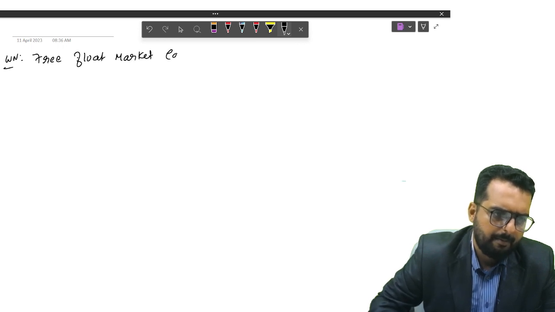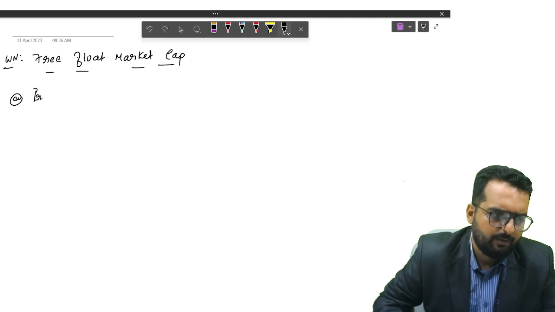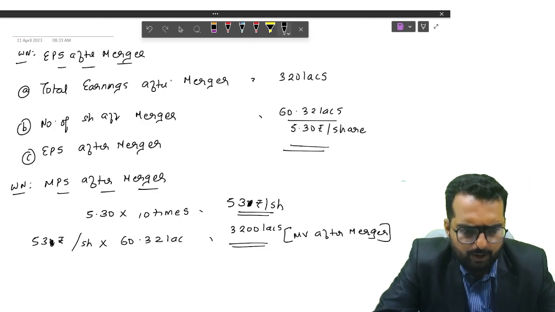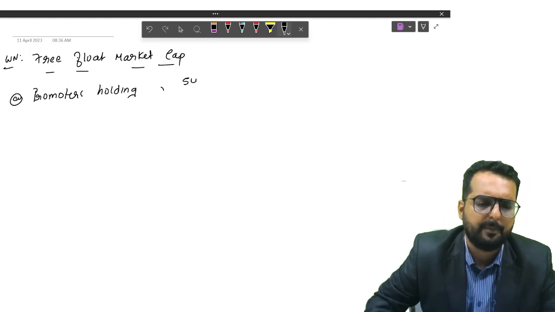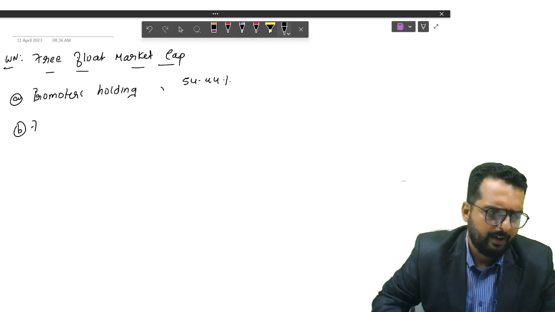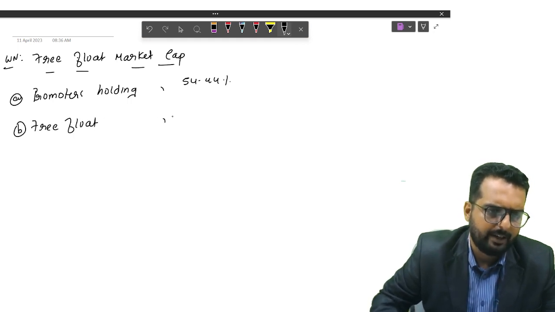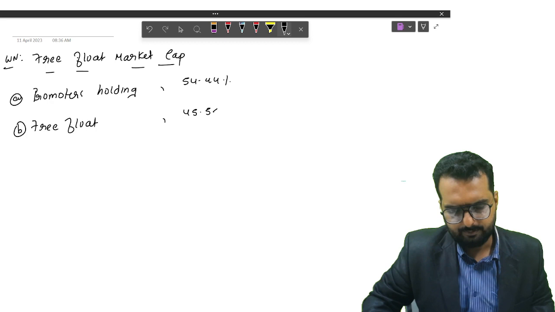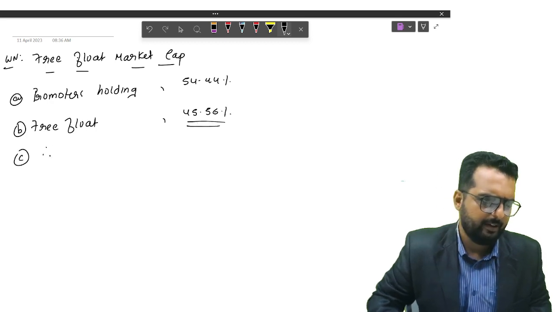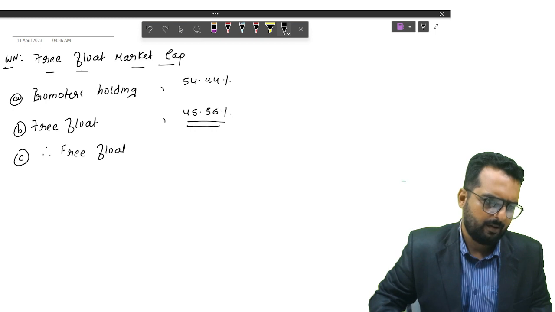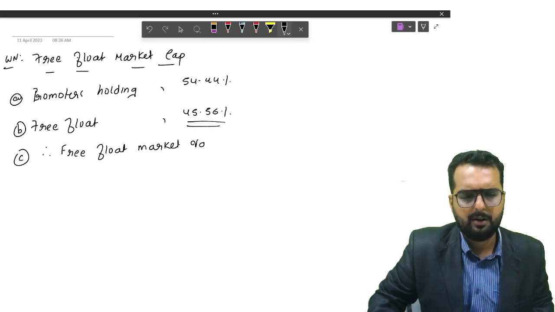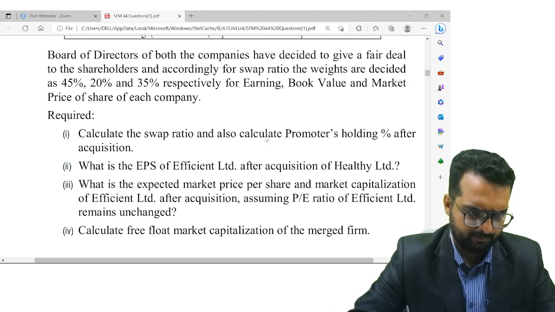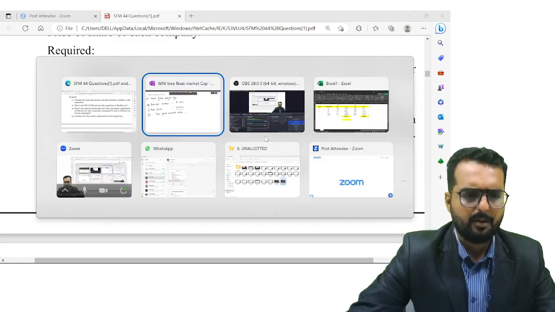Free float market cap. Okay, now we have got the promoters holding after merger. Correct? How much was the promoters holding? We found out earlier, 54.44. Therefore, can we based on this find out the free float market capitalization? Do I get the answer as 45.56? Therefore, your free float market value will turn out to be how much? Everyone tell me. How much will that turn out?